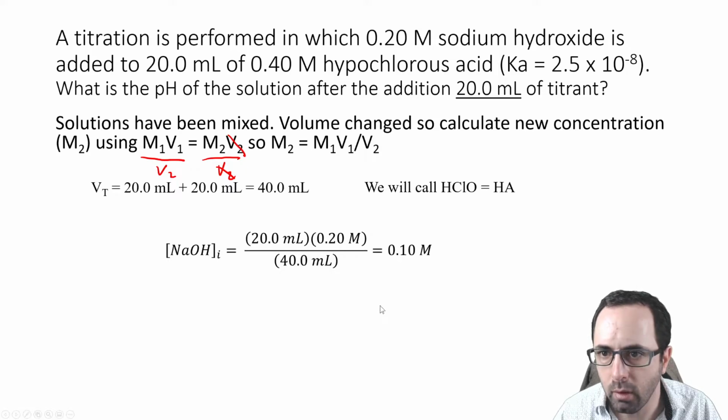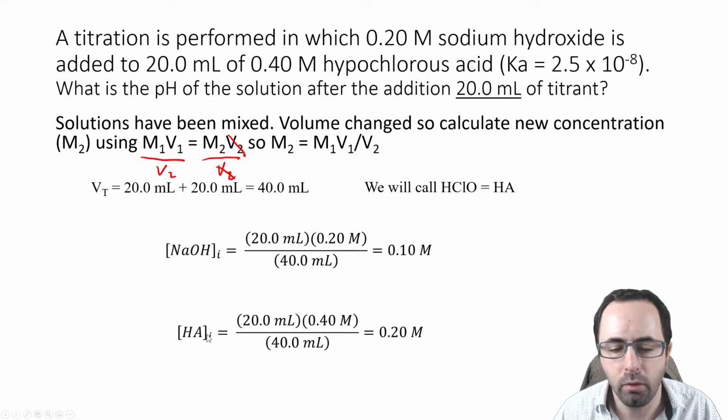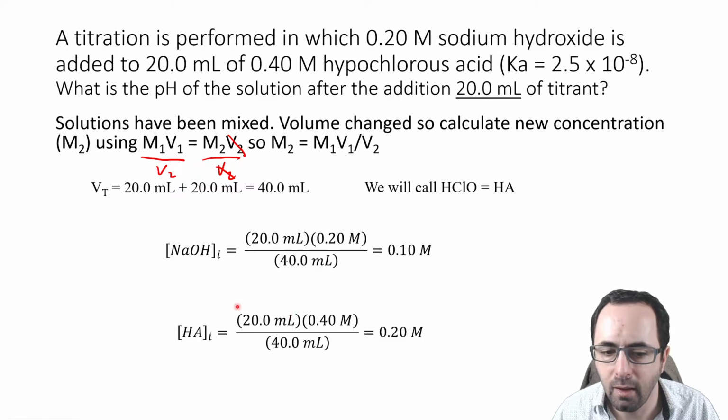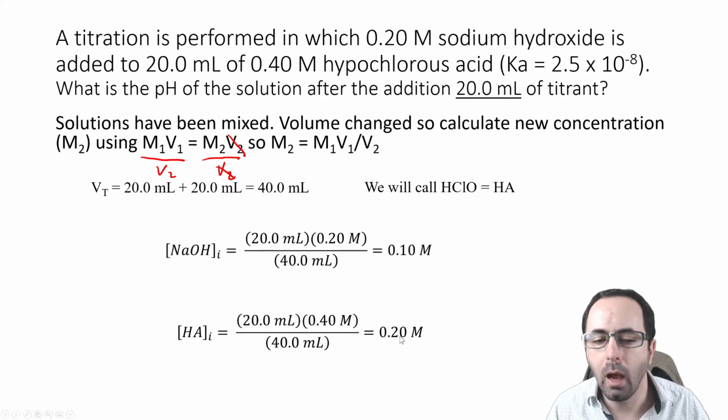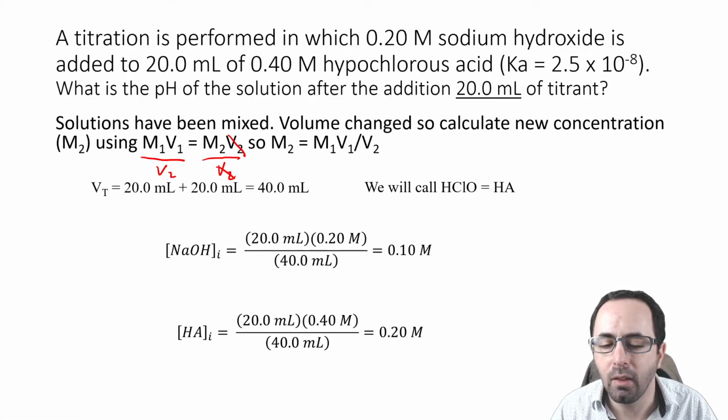Same thing for the HA, the weak acid. We start with 20 milliliters of the hypochlorous acid, that is V1. Its molarity, M1, is 0.4 molar to begin with. The V2, which is the total volume, is 40 milliliters. That goes down here. And then we have 20 divided by 40, which is 1/2, times 0.4, which is 0.2. And so now we have the initial concentrations of the sodium hydroxide and the weak acid.